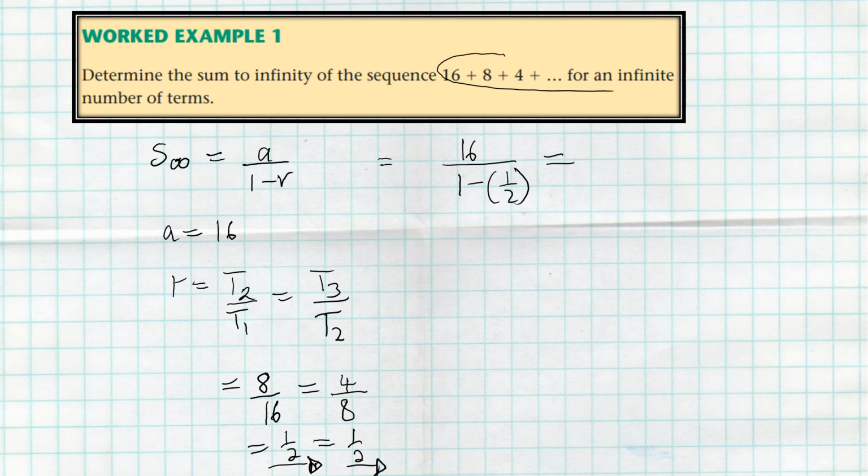Then we can get the answer: 16 over 1 minus 1 over 2. It's going to give us 32. So this is the sum to infinity. When you add those terms to infinity, you will get approximately 32. Why am I saying approximately? It's because it's not really possible to determine the sum to infinity, right? You just approximate. Even this formula was just approximated and estimated that, okay, as we move to infinity, those terms move closer and closer to 0. They will be very, very small, so they won't have much impact. So this will be your answer, really. Sum to infinity, 32. Okay.